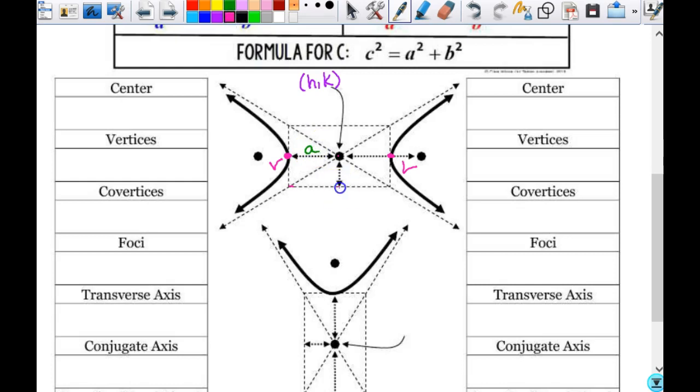These points here that aren't technically on the graph itself are the co-vertices. And just like before, A goes to the vertex, and it's B that goes to the co-vertex. And just like before, it is C that goes to the, what point do you think that is? The focus points. Okay.